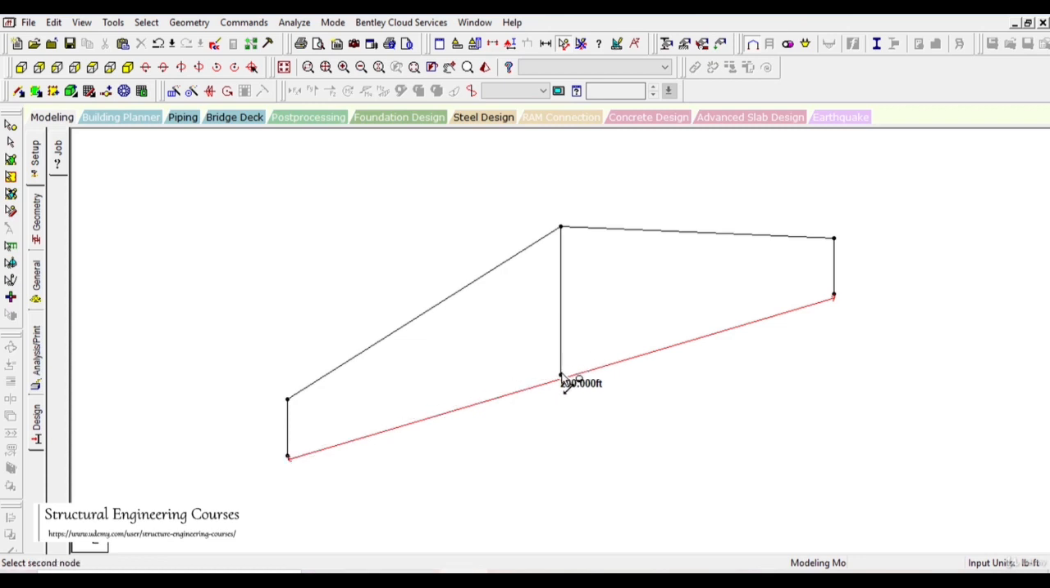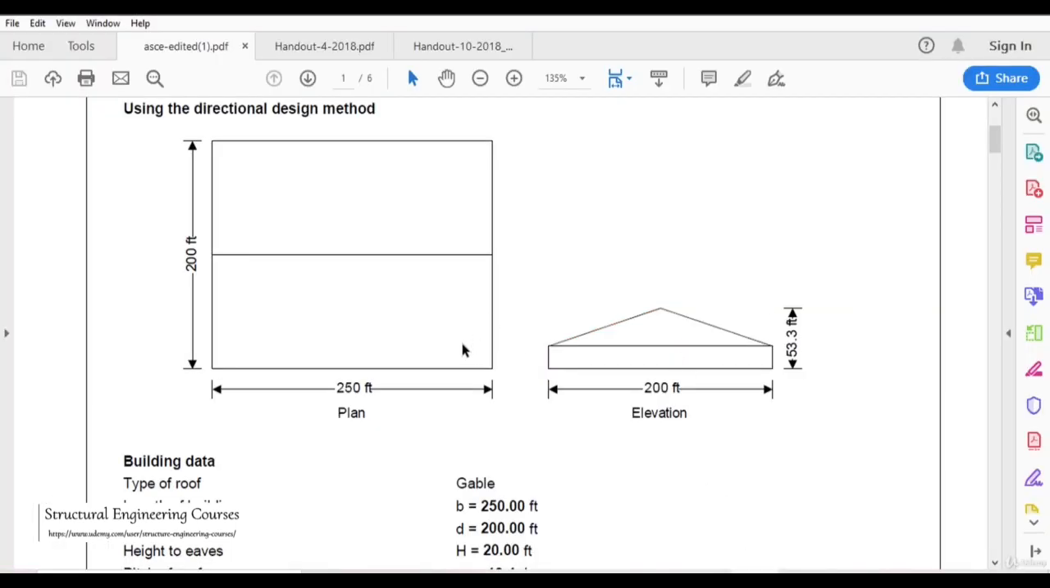So this is 200 feet, and this is 100 feet, this is 20 feet, and this is 53.3 feet. So things are now clear here.